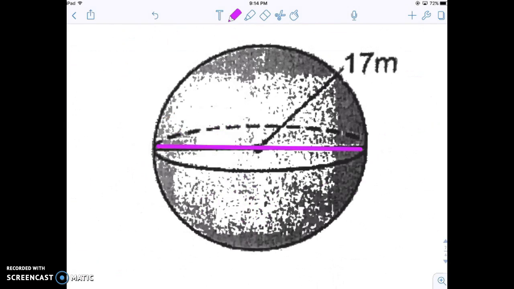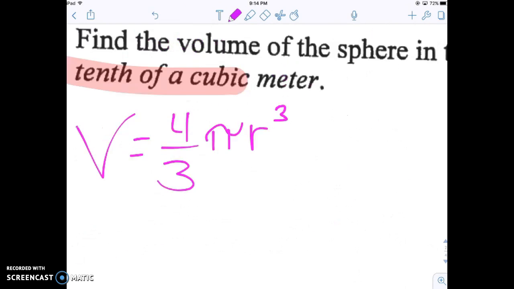In the next problem, they show you that the diameter of the sphere is 17, but you don't want the diameter. You usually want to work with the radius. So 17 divided by 2 is a radius of 8.5. You see in the problem highlighted there that it wants you to round off to the nearest tenth, which means don't leave pi in your answer. It means you want to calculate 3.14 or hit the pi button.